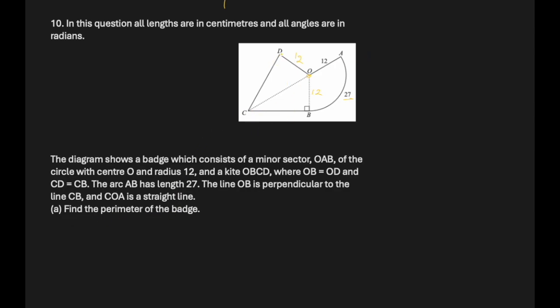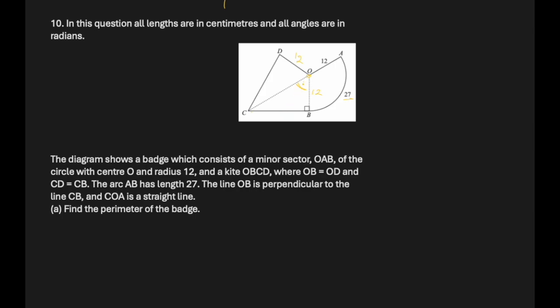So for the perimeter, we already know 12, we already know 27. The only challenge here is to find this length DC or CD and CB. These two lengths, if we know, we can find the perimeter of the badge. So if somehow I know this angle, I'll be able to find side CB, and CD is equal to CB, so there will be no problem.